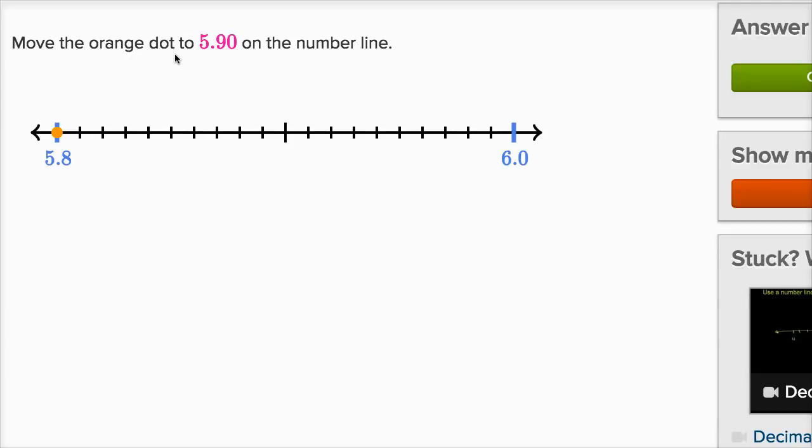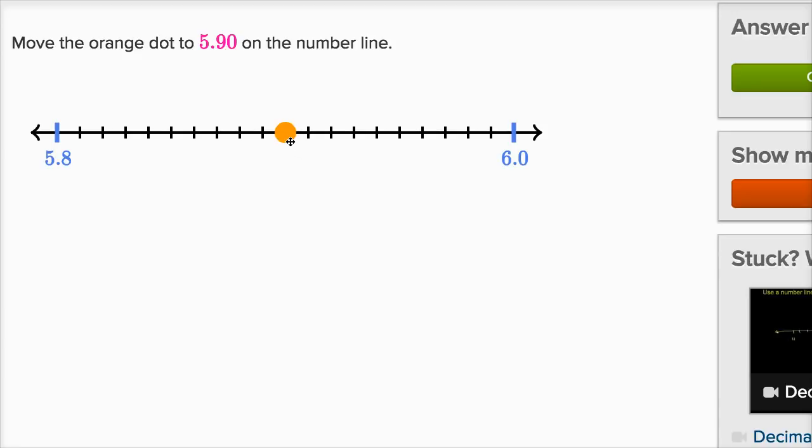We're asked to move the orange dot to 5.90 on the number line. Or you could view this as 5 and 90 hundredths or 5 and 9 tenths. All right, so let's see. This is 5.8, and then this is 6.0. One way to think about it is 5.9 is exactly halfway between 5.8 and 6.0. And it's written as 5.90, but we could view this as 5.9. So it's going to be exactly halfway.